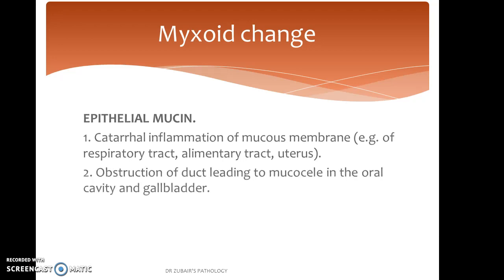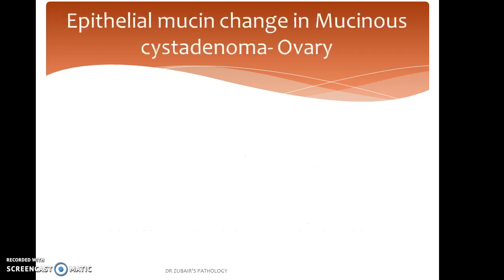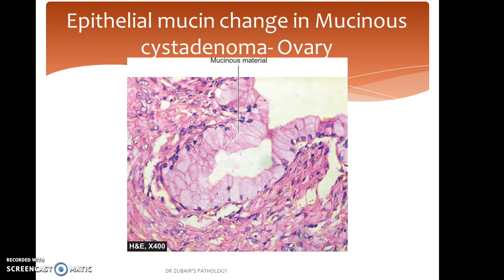Obstruction of ducts leading to mucocele in oral cavity and gallbladder, cystic fibrosis of pancreas, mucin secreting tumors commonly seen in ovary, stomach, and large bowel. So what we find here is an ovarian tumor lined by columnar epithelium with apical mucin imparting a bluish tinge.